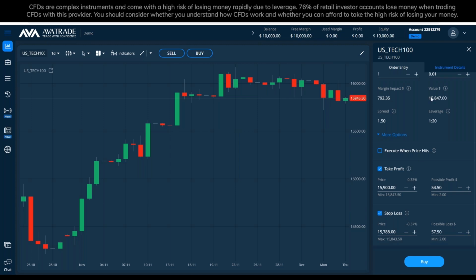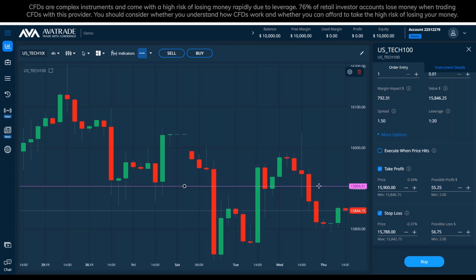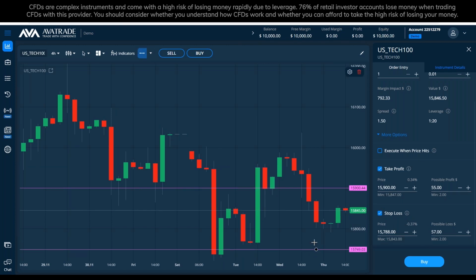So, as I was explaining, this is NASDAQ. This is one share. What I showed is the difference between the price that we have right now versus the price that we're aiming for. Hypothetically, if my target price is 15,900, which will be approximately here somewhere, I'm going to place it right here. You see $55, and with the loss, it works exactly the same way. So 15,788, somewhere here.